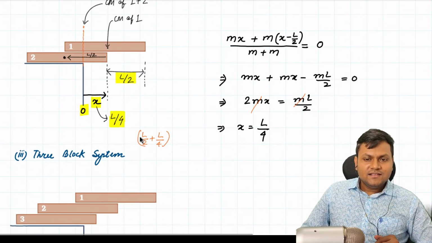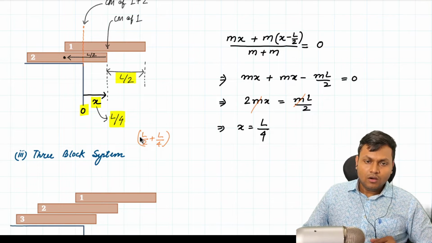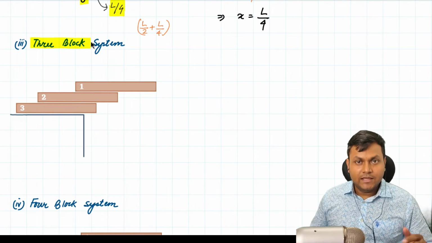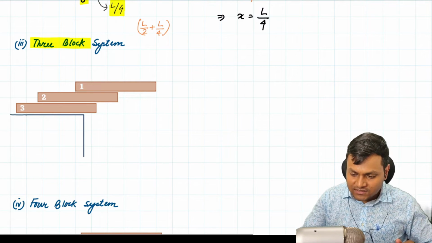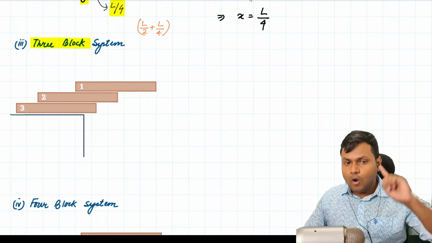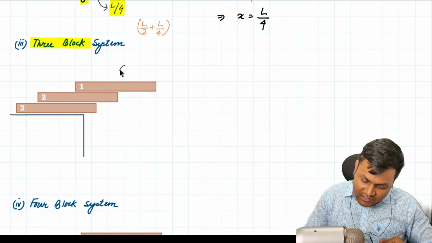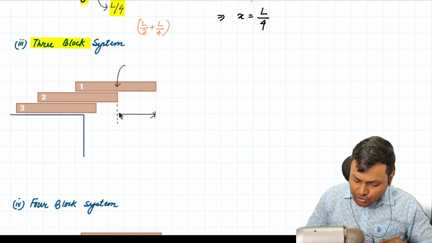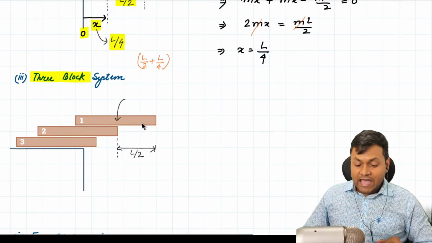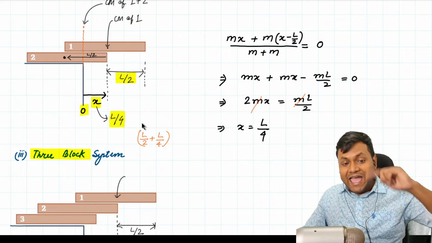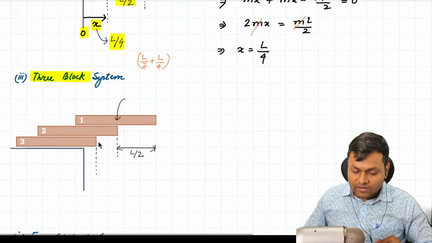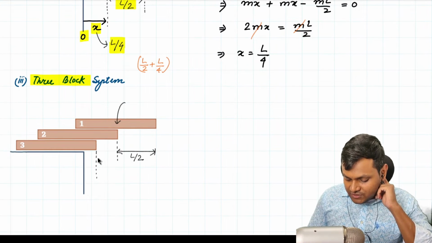Now, if I want to complicate this system further and add an additional block to create a 3-block system, what will happen then? Again, same principle. If I want to balance block number 1 over block number 2, then obviously the center of block 1 must lie on the edge of block 2, which tells us that this should have a length of L by 2. And if I want to balance both 1 and 2 over block number 3, then according to our previous calculations, this distance should be equal to L upon 4.